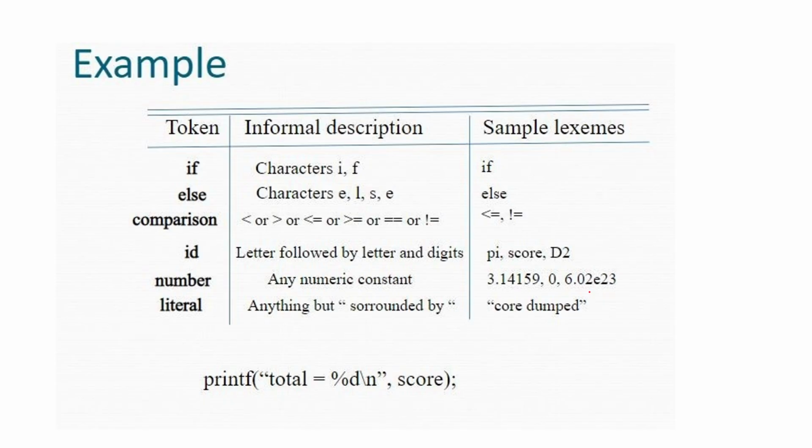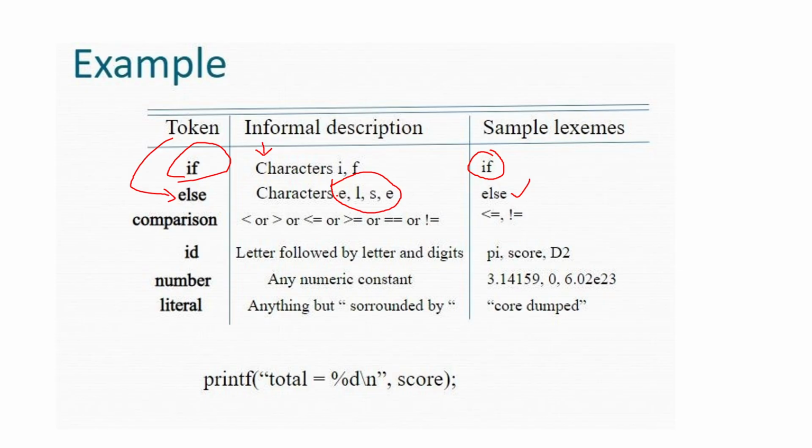These are the examples. For example, the first example: if is a token. The informal description is that it contains a sequence of characters i and f. Sample lexeme is if. Then else. Token name is else, and the characters we have are e, l, s, and e. These are the different characters available in the token.